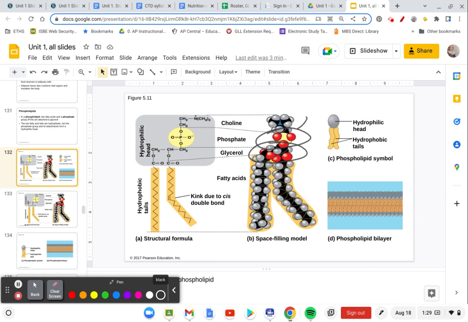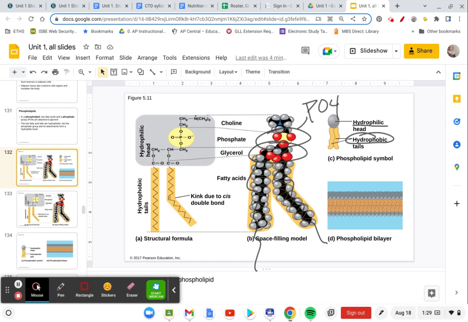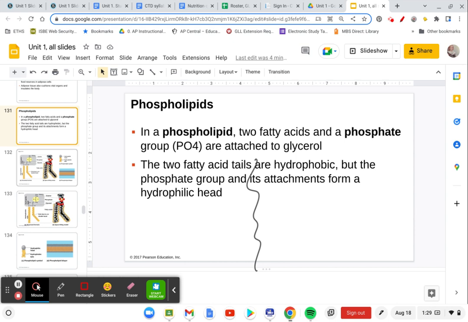And that phosphate group, PO4, is interesting because it is hydrophilic. Phosphate likes water. As opposed to these long chains, which are hydrophobic. These fatty acid chains do not like water. Okay, so it creates this unique situation where a phospholipid is actually part hydrophilic and part hydrophobic.